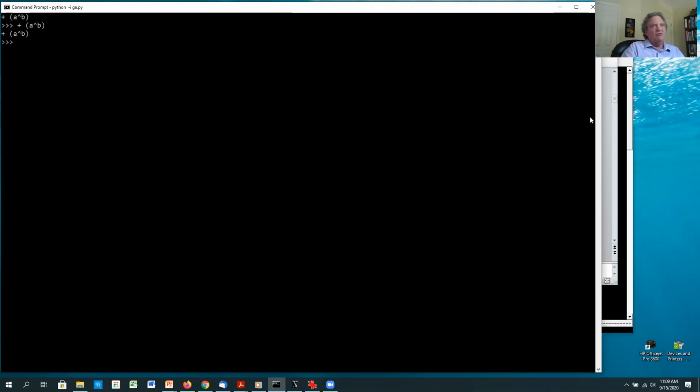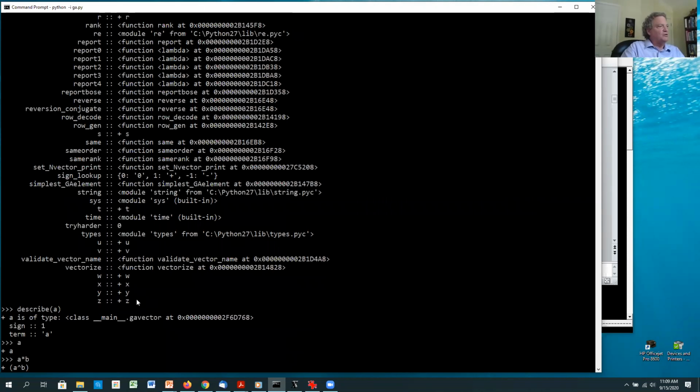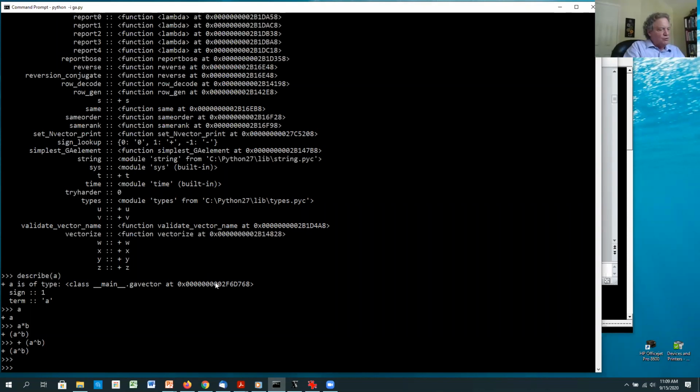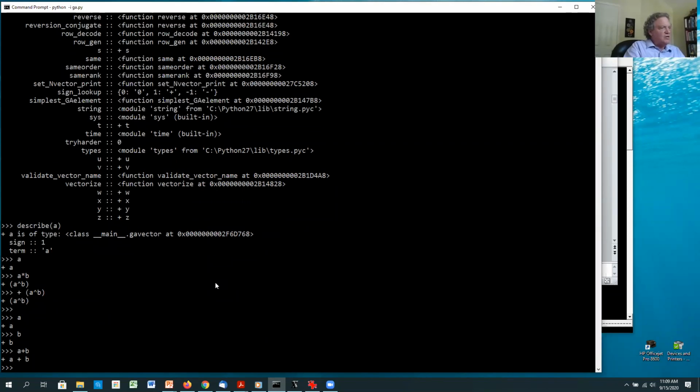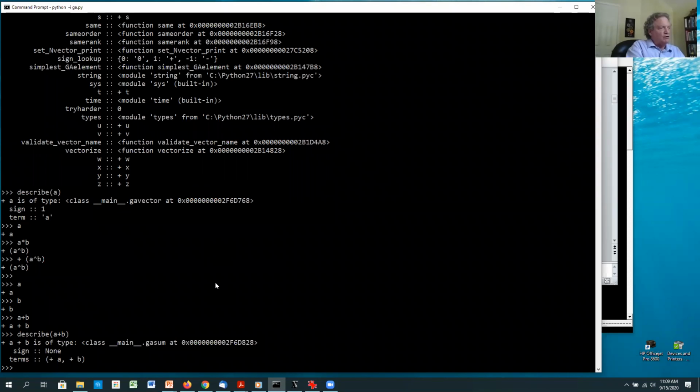And likewise, if you go to the very end, you can see I built them all the way up to Z. So all of those are there. And so you can do A and B, and then you can do A plus B. And what you see when you get A plus B is something that looks like itself. And if I describe that, looking under the hood, you can see I have a set of terms that are added together, right? This is a GA sum.